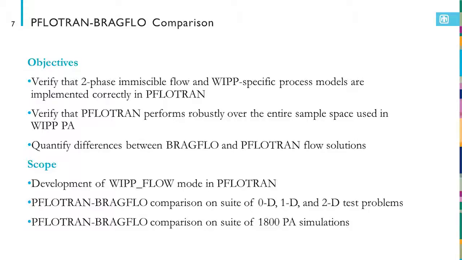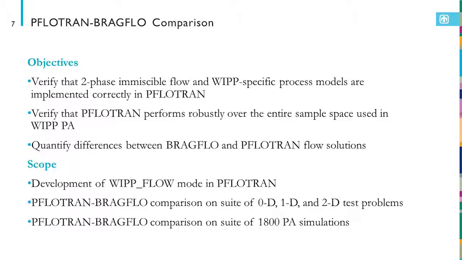So the objectives of the PFLOTRAN Bragg flow comparison were first just to verify that in WIPP flow mode two-phase immiscible flow is implemented correctly, and also that all of the many WIPP-specific process models were implemented correctly in PFLOTRAN. We wanted also to verify that PFLOTRAN performs robustly over the entire sample space used in the WIPP-PA flow calculations. And we'd also like to quantify the differences between Bragg flow and PFLOTRAN so that we can minimize the effect to PA calculations from the code transition itself.